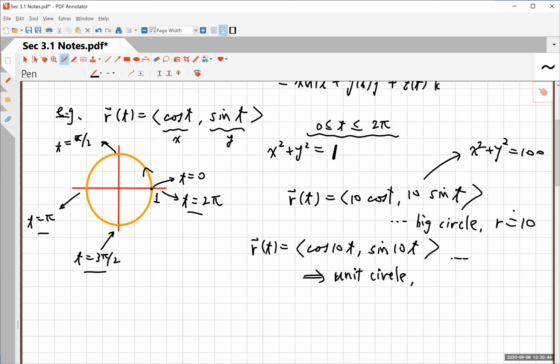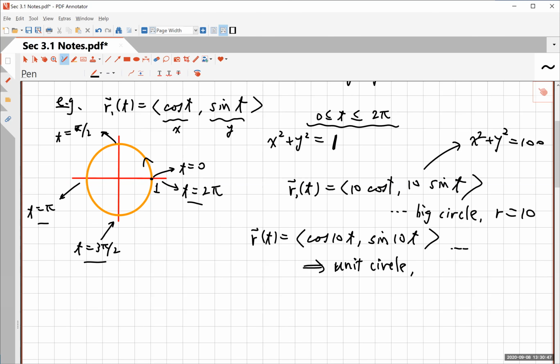And what's the difference between this first example and the third example? This is going to be 10 times as fast. If t represents time in seconds, then within the first 10 seconds, this will go from 0 to 20 pi, which means it goes around the circle 10 times. So 10 times as fast as r1. But the graph itself will look exactly the same, okay?